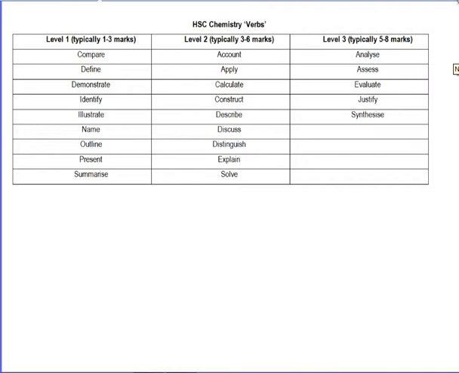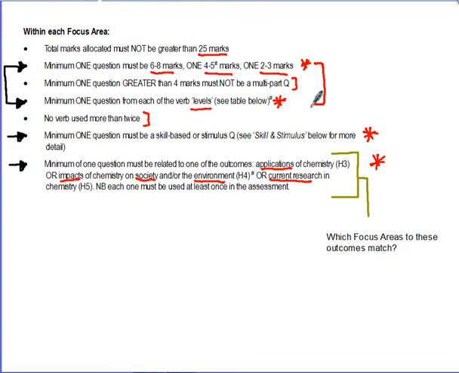There are some verbs that go with 1 to 3 mark questions. There are some verbs that go with 3 to 6 mark questions, and there are some verbs that go with 5 to 8 mark questions. So if you're sensible when you're designing your questions, you'll make sure that you use the right verb with the right questions, and you'll actually be achieving both these outcomes at the same time.